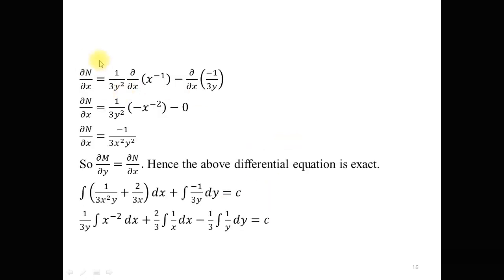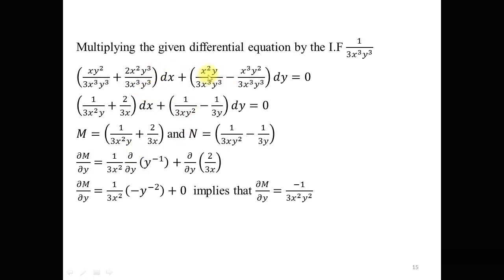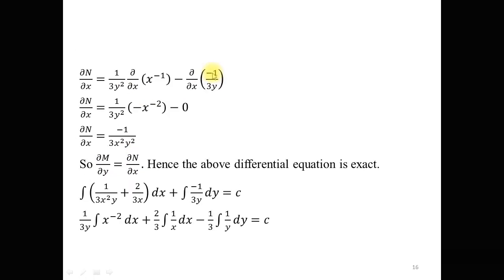Now the partial derivative of the N function with respect to x: 1 over 3y square is treated as a constant, and by the power rule, minus 1 will be the coefficient and x power minus 2. The derivative of the other term with respect to x will be 0. So the partial derivative of N with respect to x is equal to minus 1 over 3x square y square. Dear students, you see that the partial derivative of M with respect to y and the partial derivative of N with respect to x are equal. So now this differential equation is an exact differential equation.